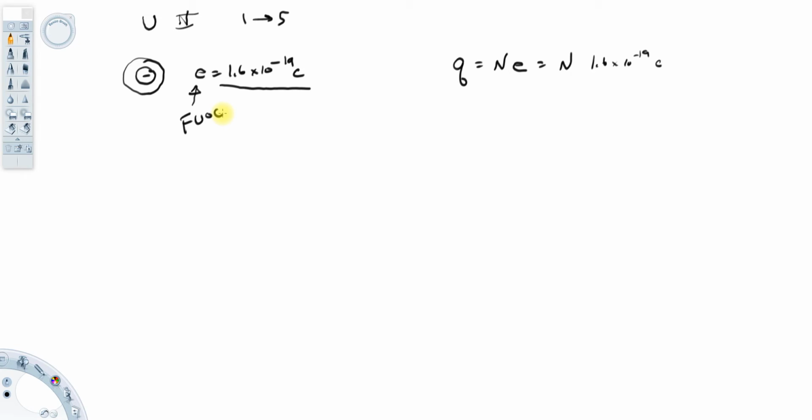So the way an object is charged is if you have extra electrons or you remove electrons. And every time you remove an electron, your charge changes by this value, 1.6 times 10 to the minus 19th coulombs. So the charge Q on any given system is some number, which represents the number of either removed electrons or extra electrons, times the 1.6 times 10 to the minus 19th coulombs.